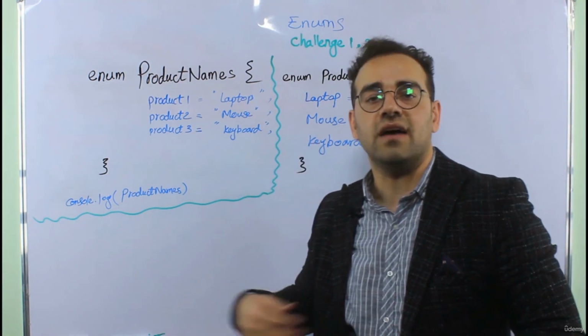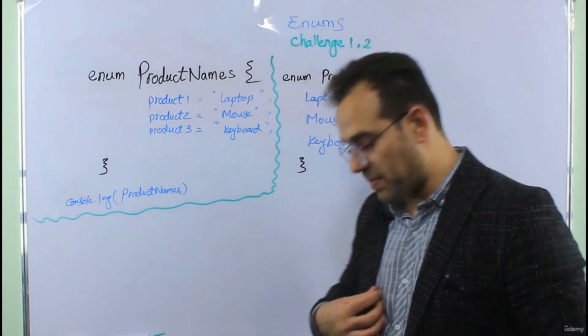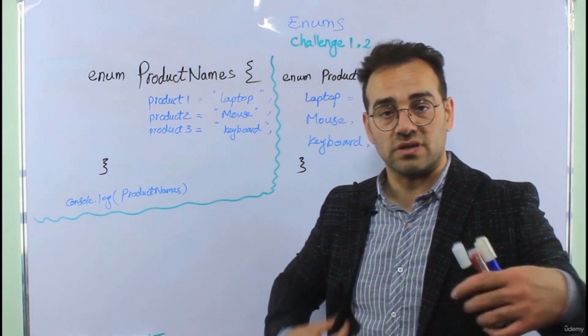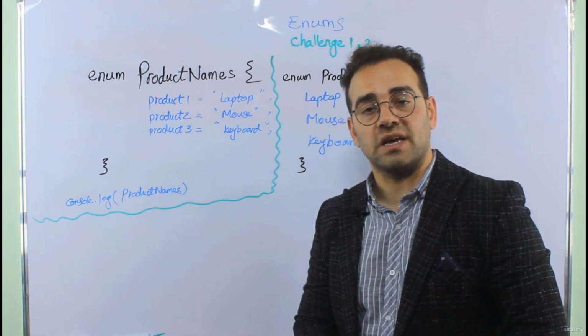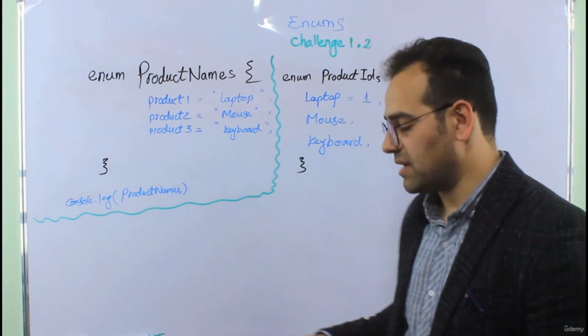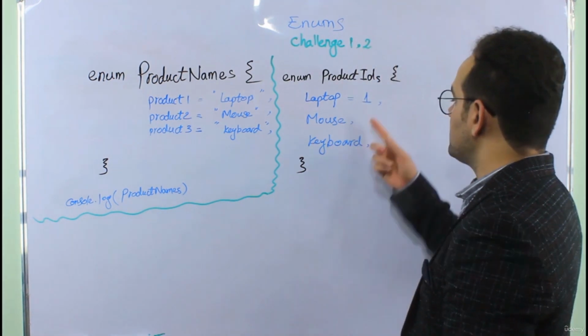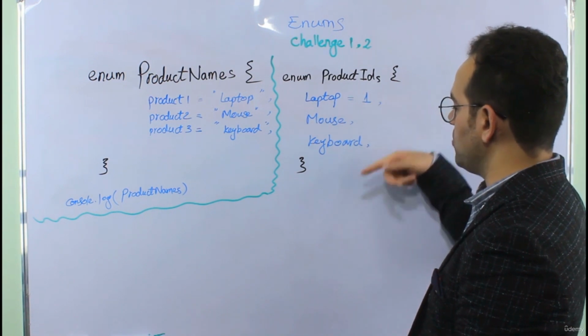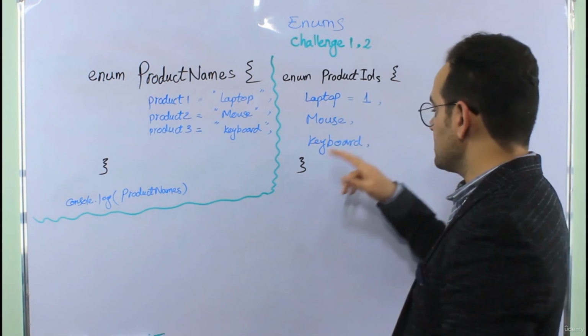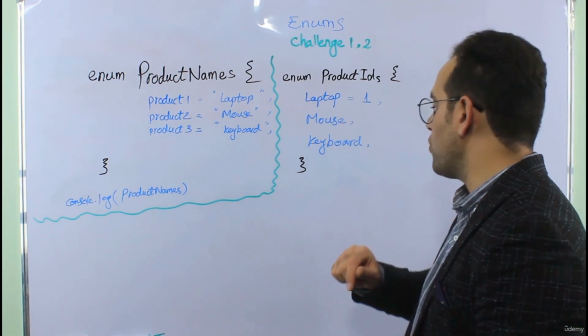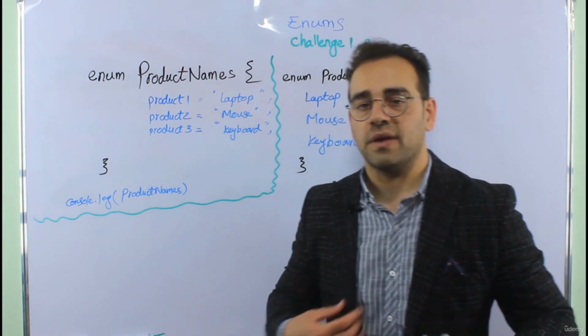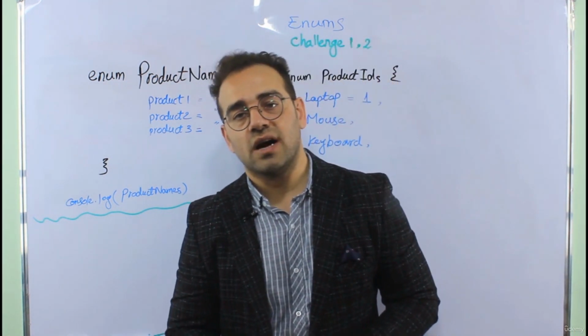Again, I don't want to dive too deep into this topic since I am actually intending on creating a complete section for them. I talked about that in a previous video. So this is going to be 1 plus 1, incrementing by 1. For mouse, it's going to be 2, and for keyboard, it's going to be 3. So that's it for this challenge.